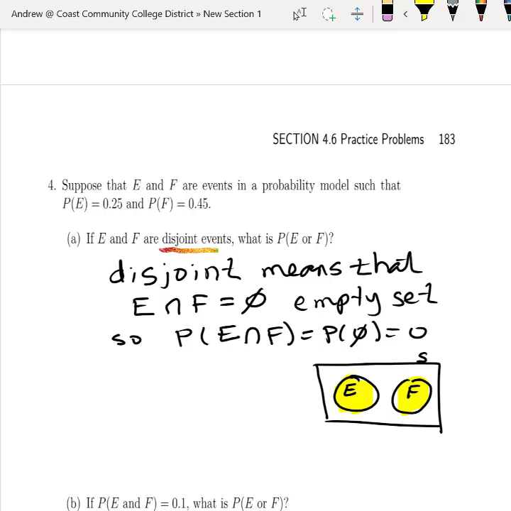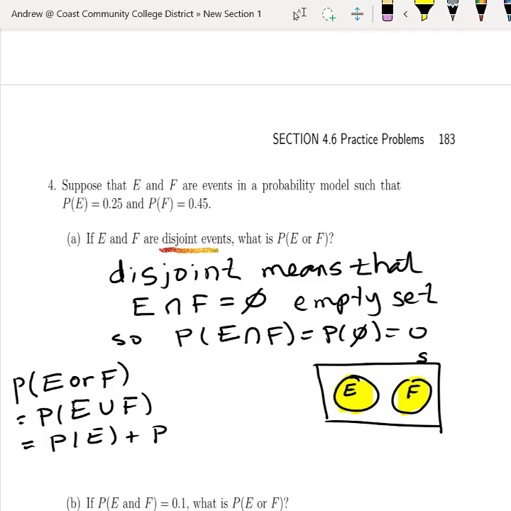All right. So going on to what the question asks for, they're asking us for the probability of E or F, and OR corresponds to union. So I will write down the union symbol, and then I will use the rule, which is the sum rule for probability, and I'm going to use the rule for the special case where the two sets are disjoint.